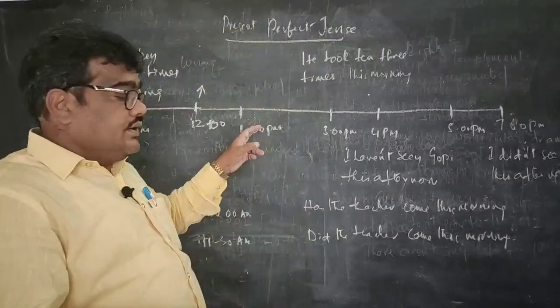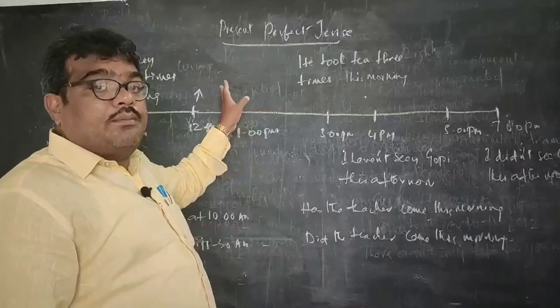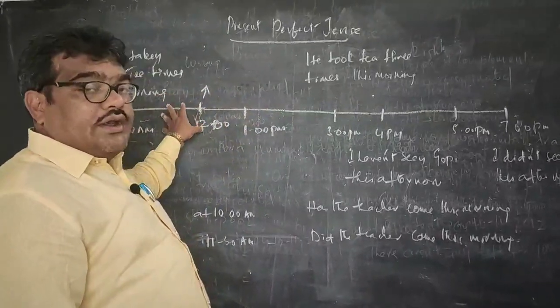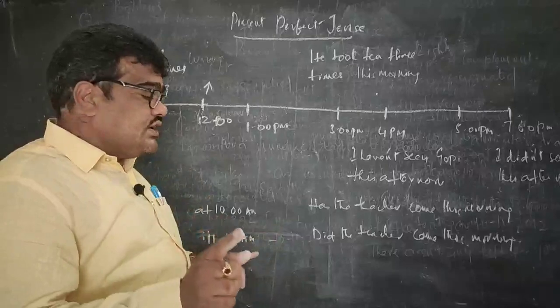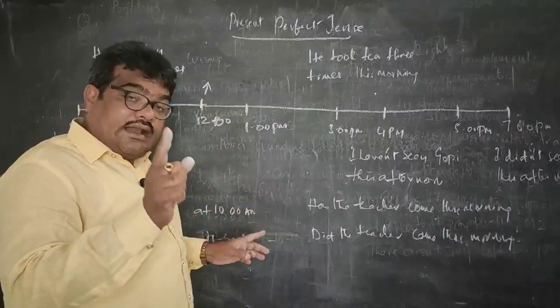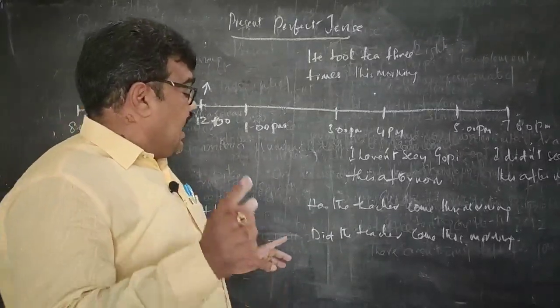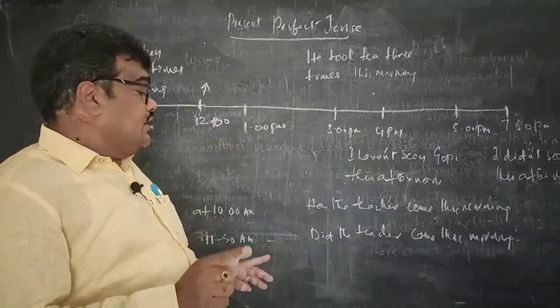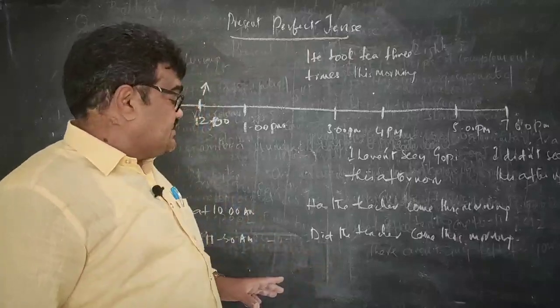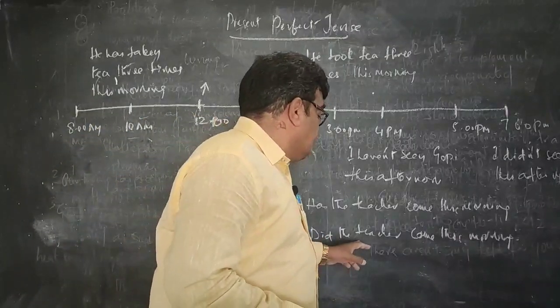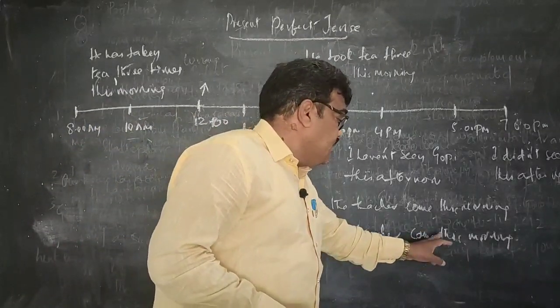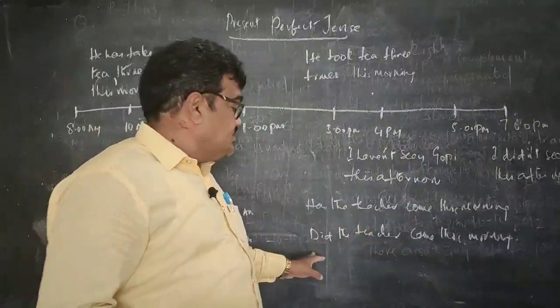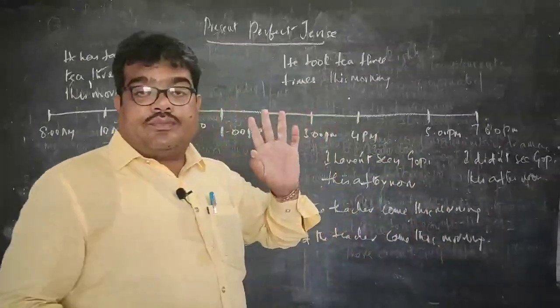when it is beyond 12 o'clock, I am using simple past for the morning period. But generally the teacher comes between 10 a.m. and 11 a.m. When the time exceeds 11, we can use simple past tense. Did the teacher come this morning?